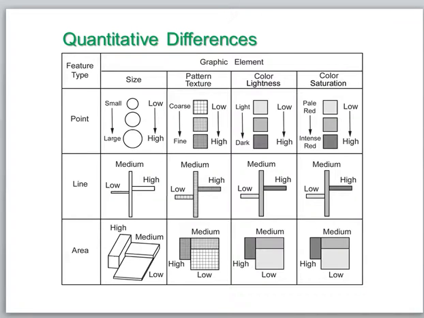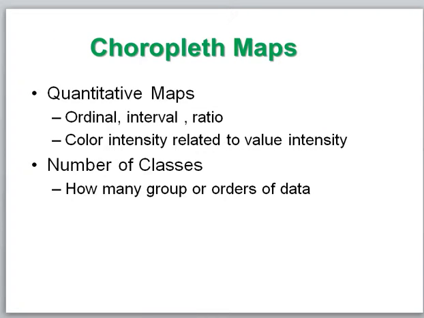So when you want to show quantities, you want to be able to show that magnitude, and you can do that by changing the size of the feature, by changing the texture pattern, and that's a nice thing to work with if you're working with black and white or grayscale maps, or changing the colors from light to dark. And remember, we talked a lot about Choropleth Maps that used that mapping strategy. So when you're mapping quantitative maps, you really want to think about that color intensity that's relating to the value. And you have to think about how many classes of data you want to be able to show.